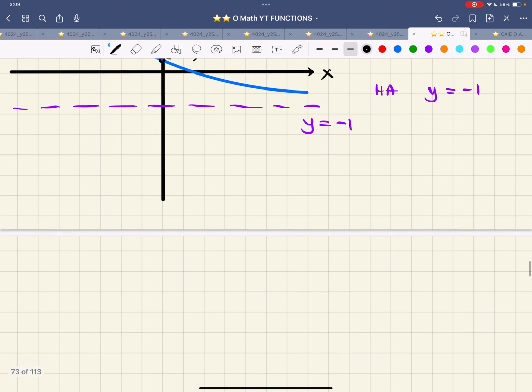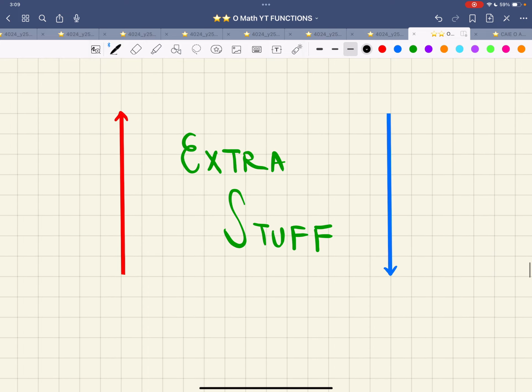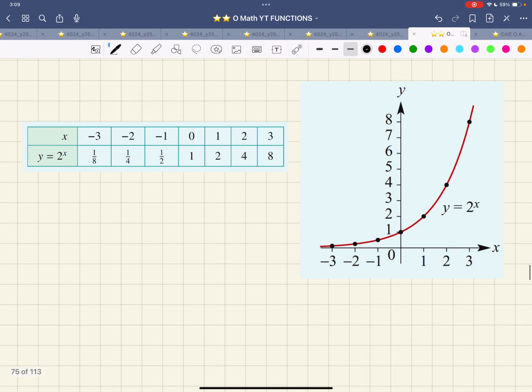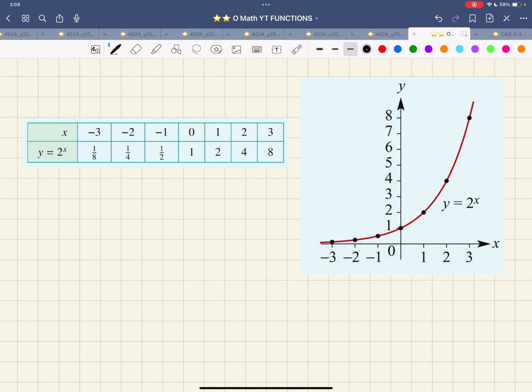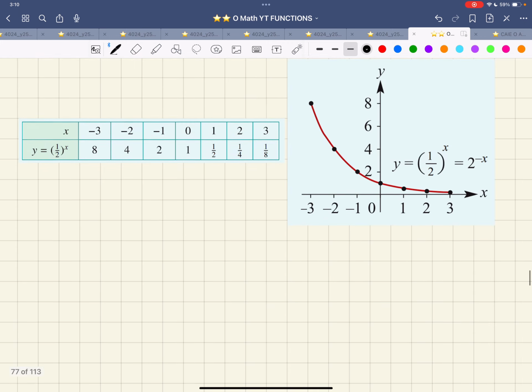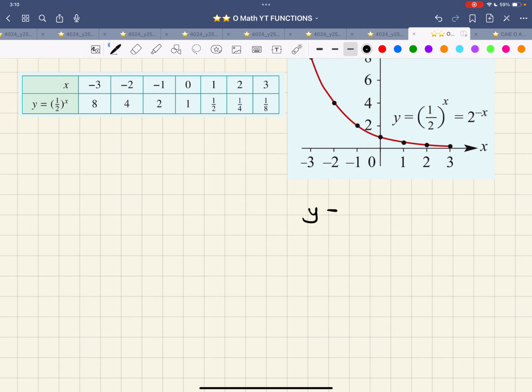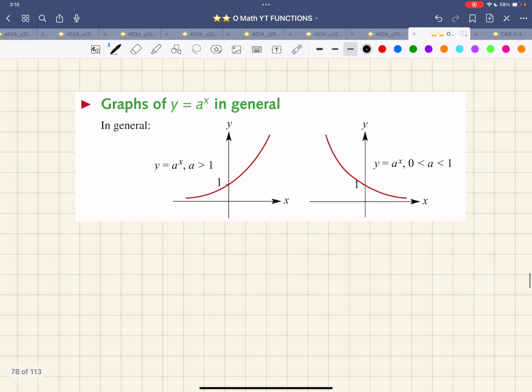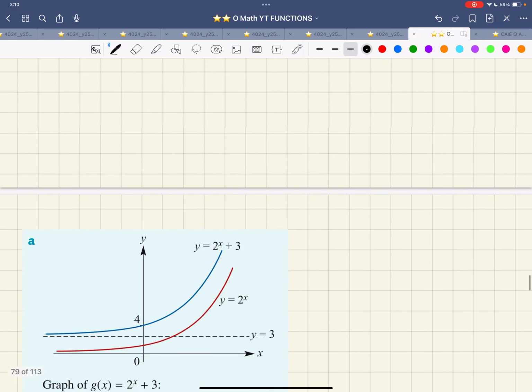So there is a lot of variety in exponential functions, and some extra stuff for you. Let me tell you what that extra stuff is. This diagram, we have already gone through. Something like 10 raised to power of x, more steeper. Half raised to power of x is 2 raised to power of negative x. Let me write this again. A raised to power of negative x and 1 over a raised to power of x, it's the same thing. It's a graph of decay. In general, that's how they have written it.